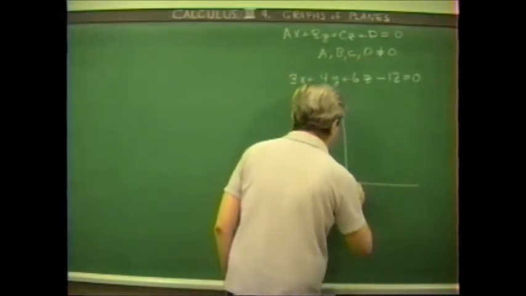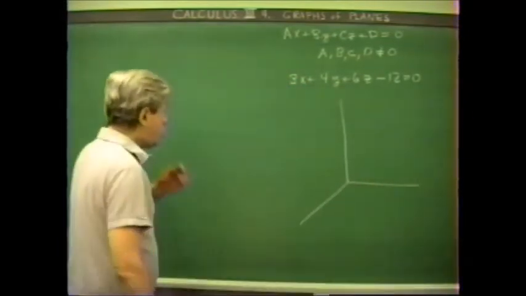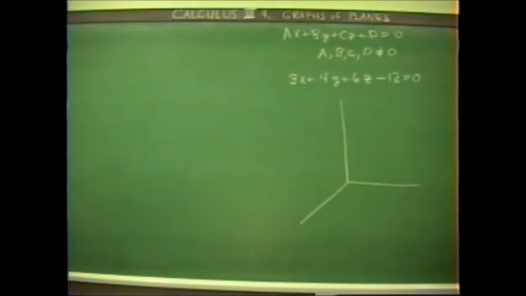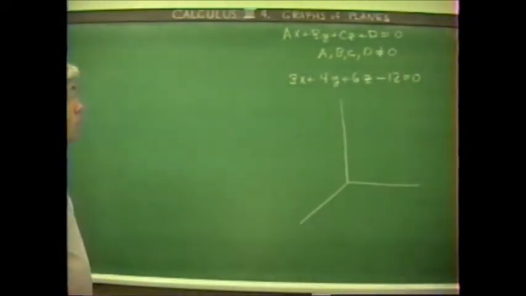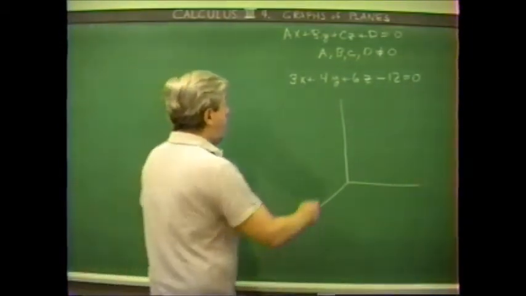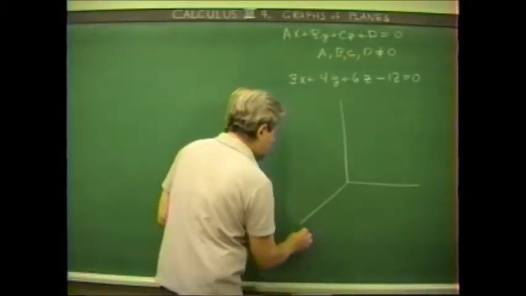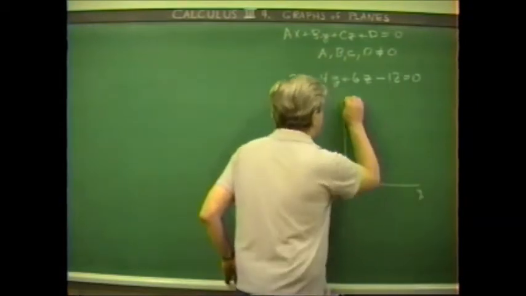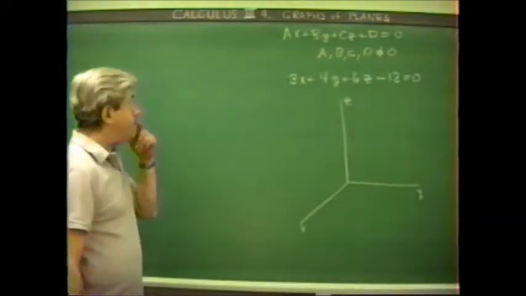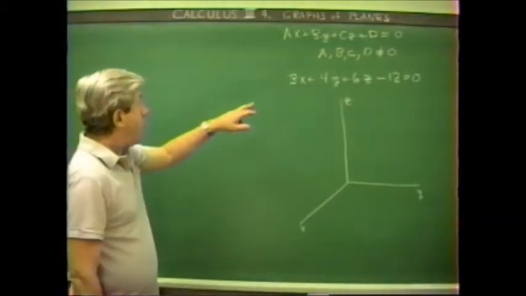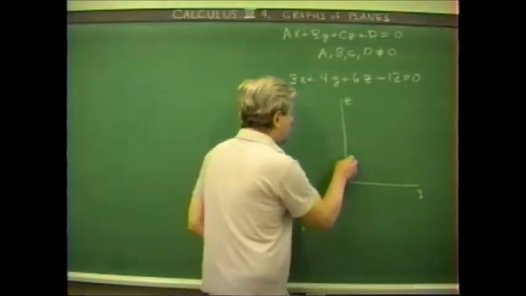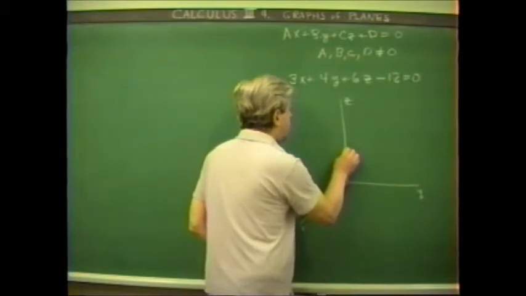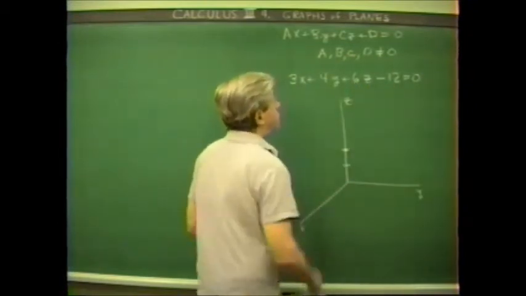And the way to draw a plane, where d is not 0, is to plot the points on the coordinate axes. So we've got x, y, and z. So then in particular, when x and y are both equal to 0, z is equal to 2. So we can plot this point right here, because 6z is equal to 12.